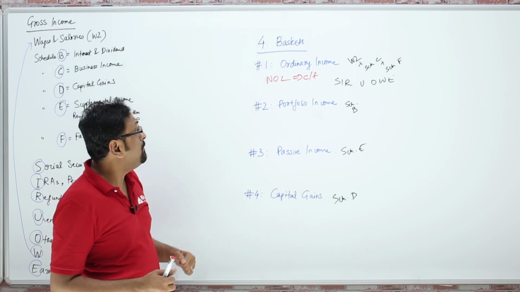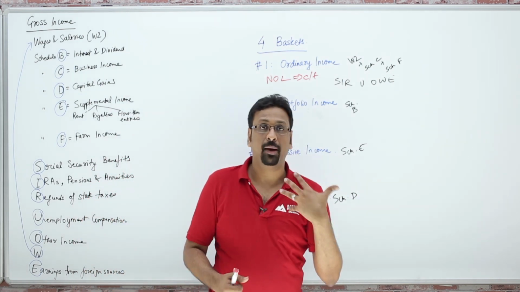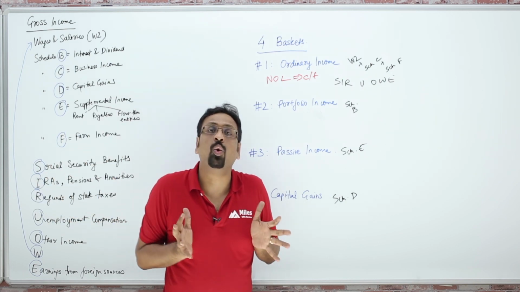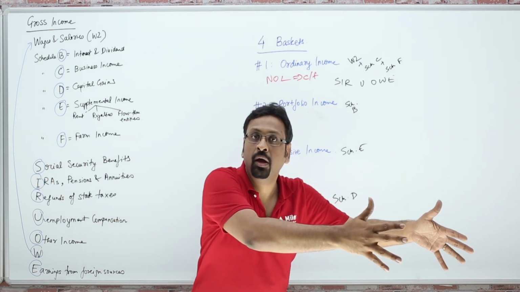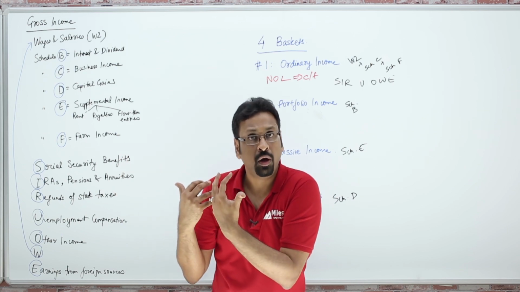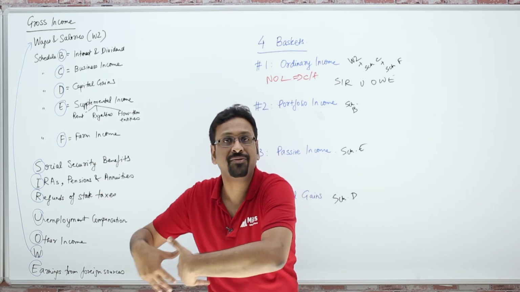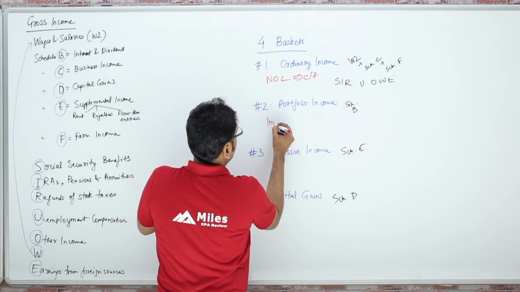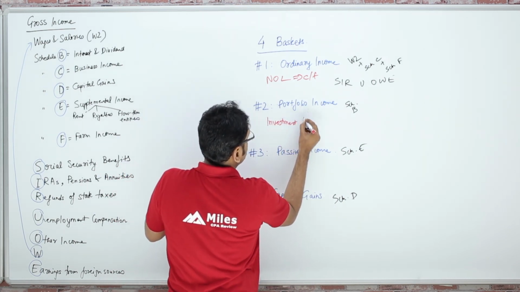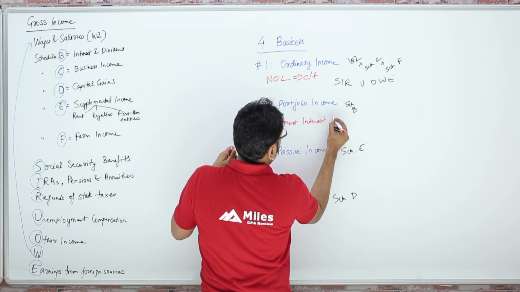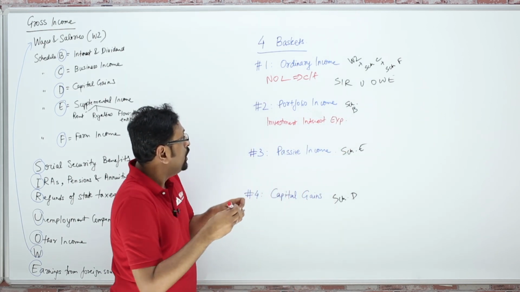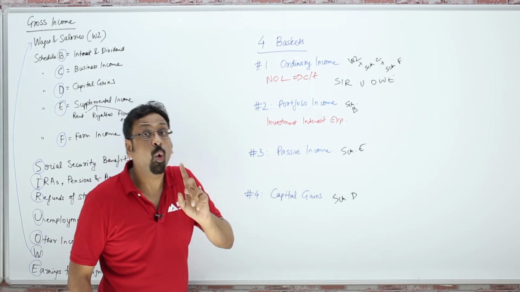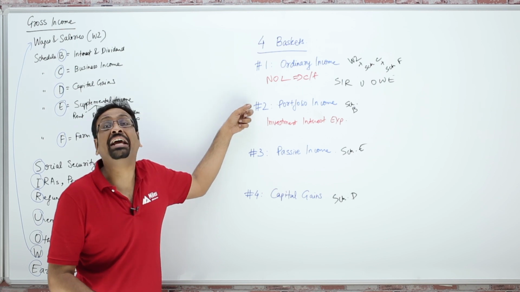Let's talk about limitations in basket number 2. So you have portfolio income, but what you've done is you've actually borrowed money to invest money. Now on the money that you've borrowed, you have to pay interest expense. We call that an investment interest expense. Now the rule is you can deduct investment interest expense only to the tune of the investment income that you make here.